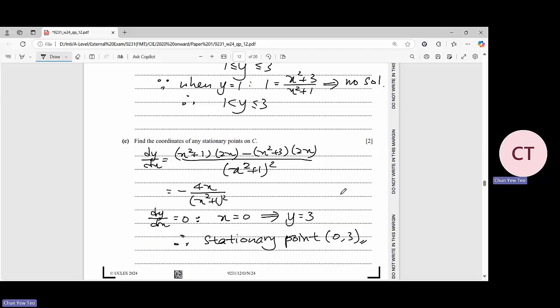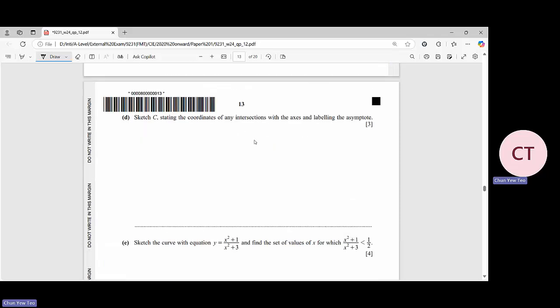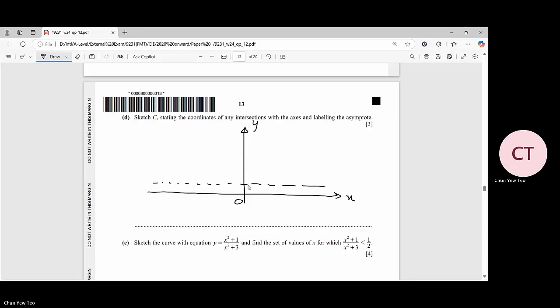Now we want to put all the information together to sketch a graph. I draw freehand, but in the exam, don't draw freehand. Use a ruler with proper scale to draw it. So this is the horizontal asymptote. This is the 1, and this is the 3. So obviously your graph is only within here.